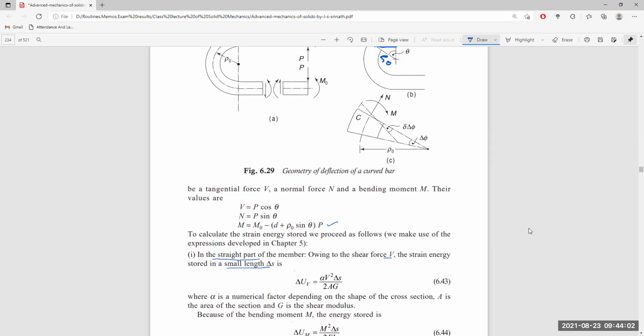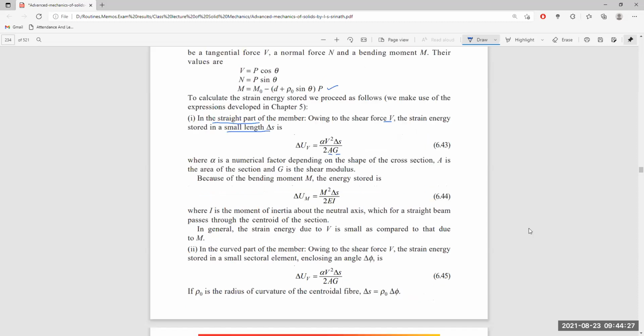So as per the strain energy, it will be V squared into delta S divided by 2 into A into G, the force multiplied by the distance covered. A is the cross-sectional area and G is the shear modulus. This is for the shear force V itself. For bending moment, the energy stored is the same thing.